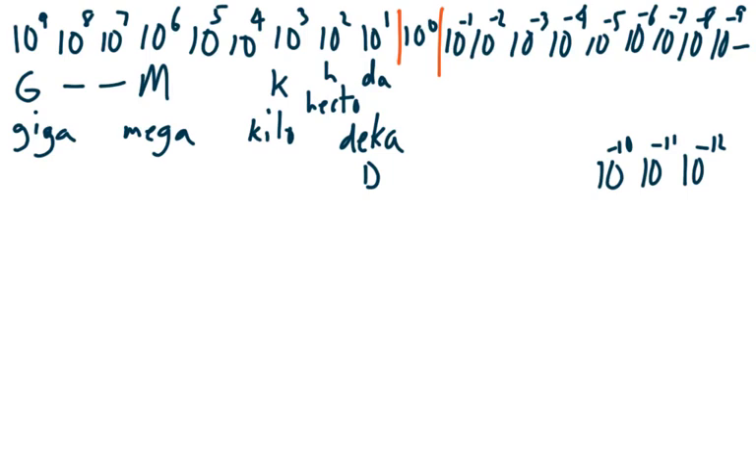Now, let's write the prefixes. For 10 to the negative 1, it's a D for deci. Okay, and 10 to the negative 1, basically it means 0.1. Then you got centi for 10 to the negative 2. Let me write that down here, centi.